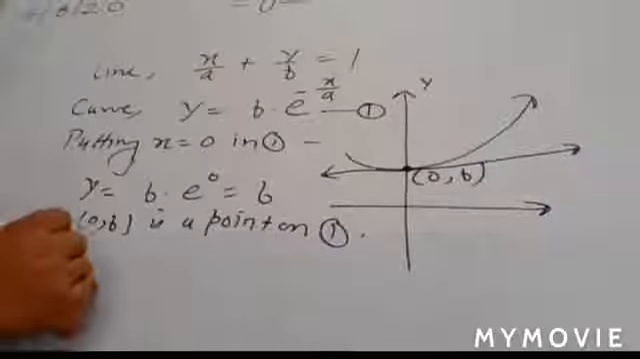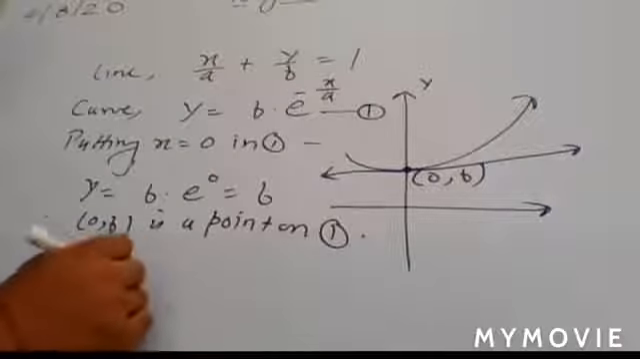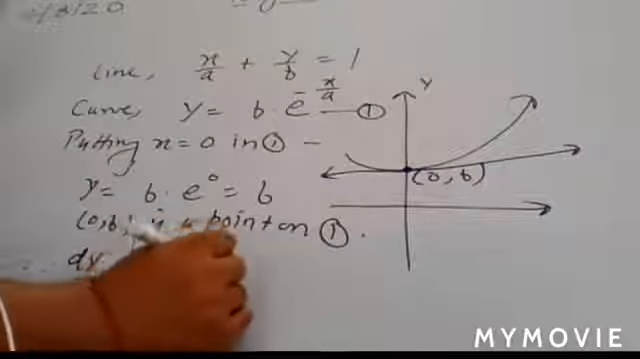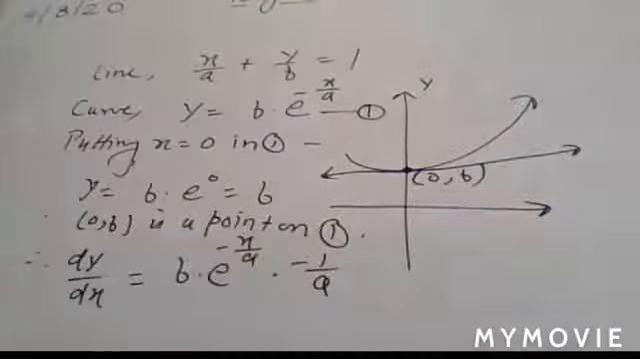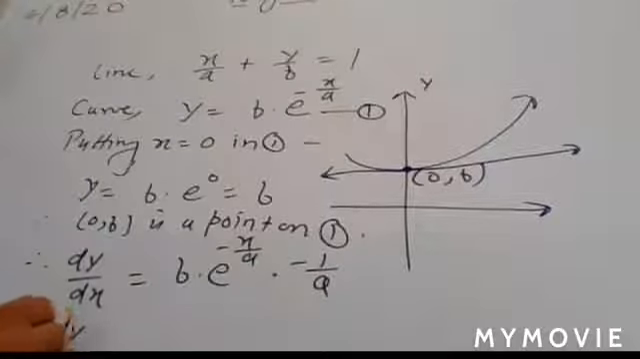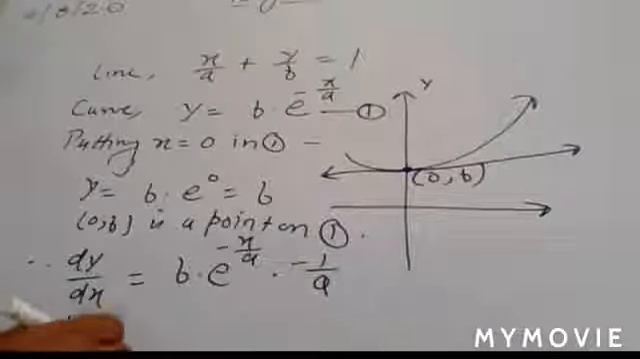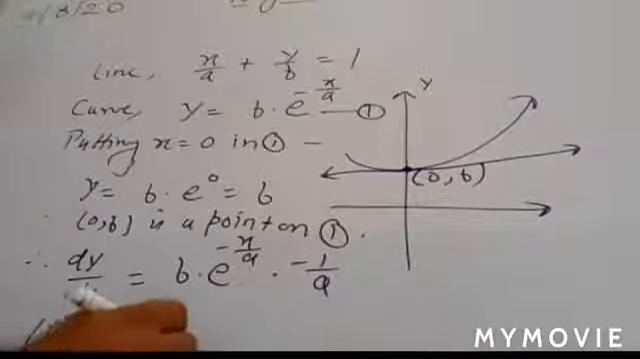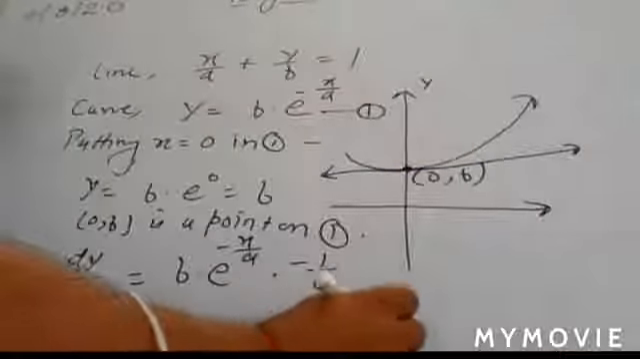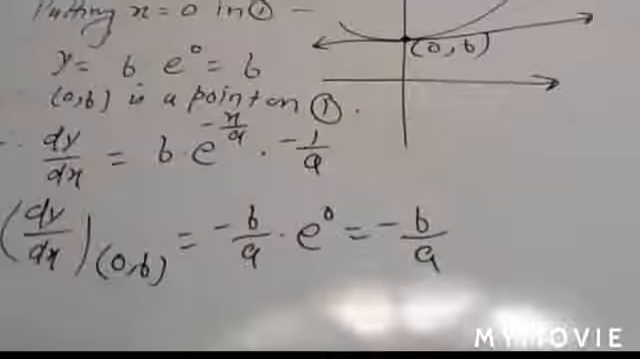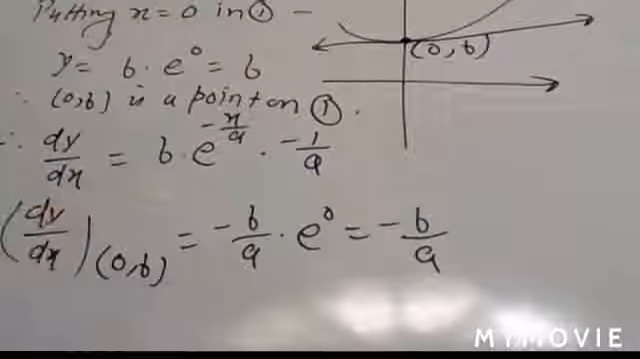So differentiating, you have dy by dx is equal to b into e to the power minus x by a into minus 1 upon a. Now find its derivative at the given point. So dy by dx at the point (0, b) is equal to minus b upon a into e to the power 0. So overall, here you have minus b by a. So the value of its derivative at the point is minus b by a. Now you find the equation of tangent at the point (0, b).